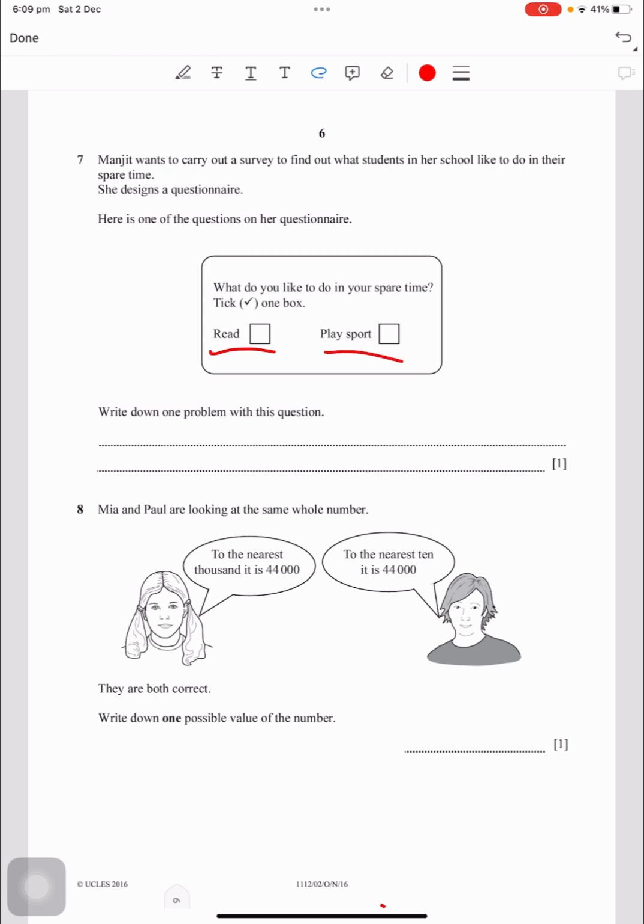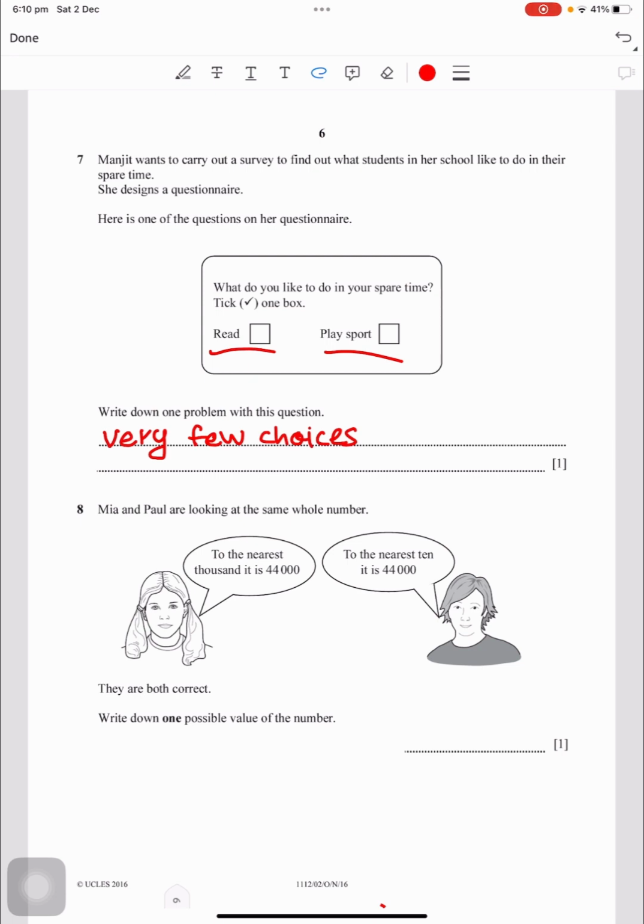So they said write down one problem with this question. Okay, so one problem that I can see is that there's only like 2 choices, even though you can do lots and lots of different things in your spare time. So we can write very few choices. There we go. Okay, next.